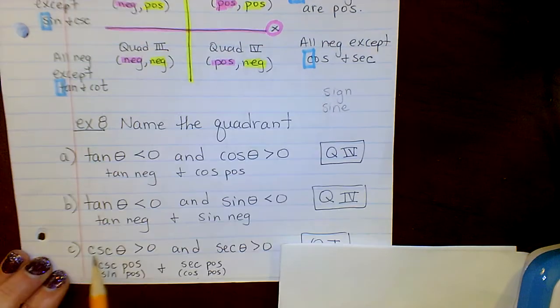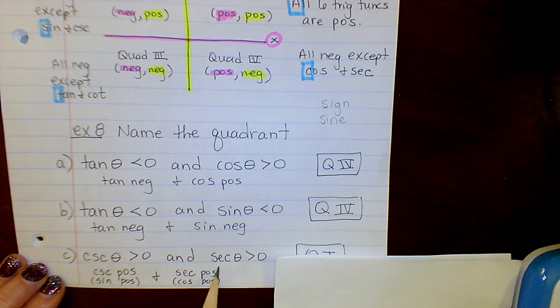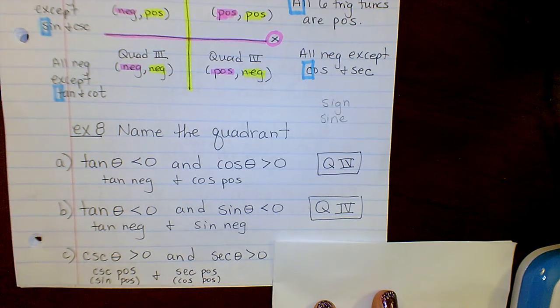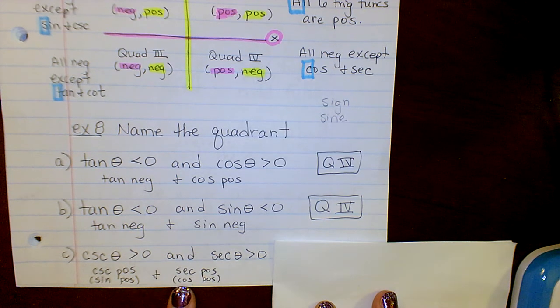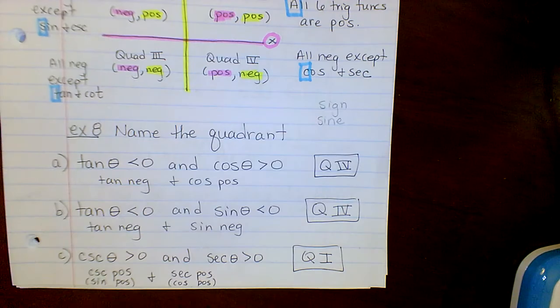And then lastly, where the cosecant's positive and the secant is positive. Now, if the cosecant's positive, we know its reciprocal function, the sine, is also positive. If secant is positive, its reciprocal, cosine, is positive. So in which quadrant are both sine and cosine positive? Well, the only quadrant where that happens is quadrant 1, where they're all positive.